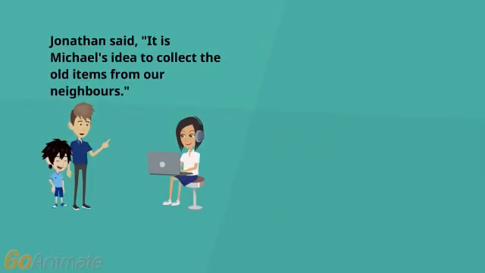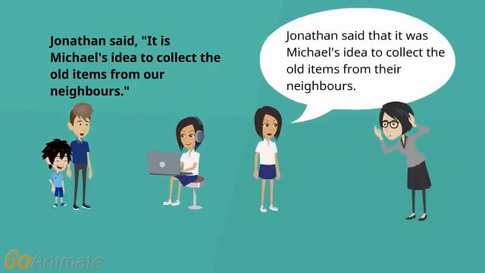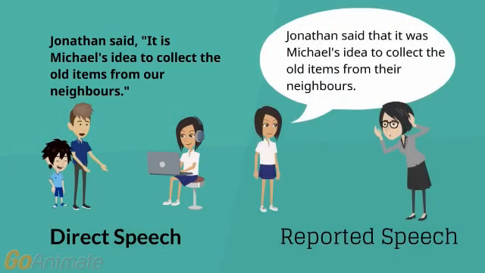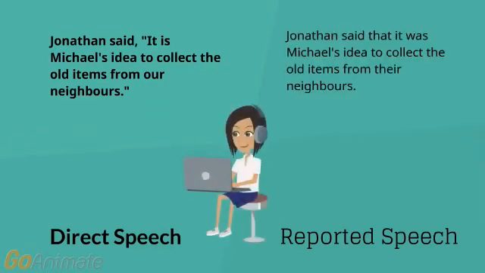Jonathan said, "It is Michael's idea to collect the old items from our neighbors." Sarah would have told someone else, or written, "Jonathan said that it was Michael's idea to collect the old items from their neighbors." When we quote the exact words someone says, we use direct speech. Otherwise, we can use reported speech to tell others about something someone else said. Do you notice any difference between the direct speech and the reported speech? Pause the video and compare the differences.